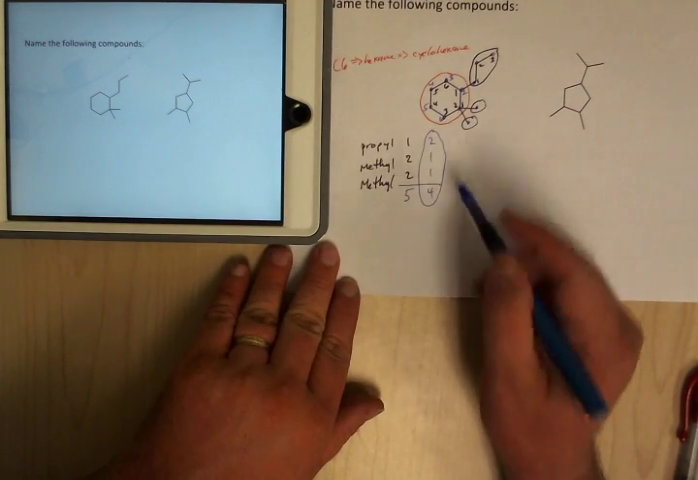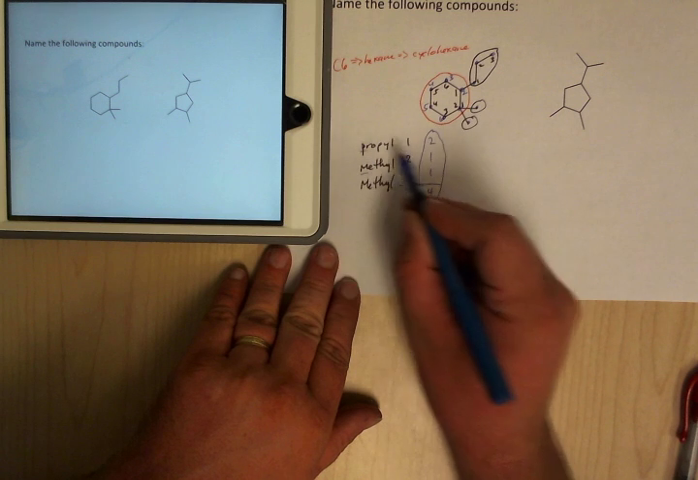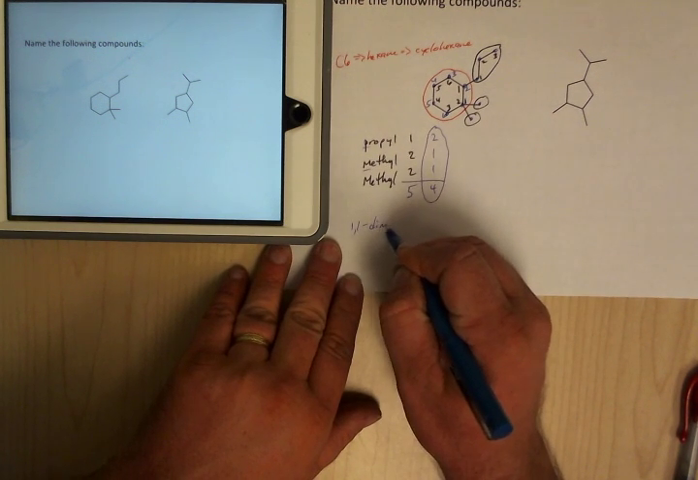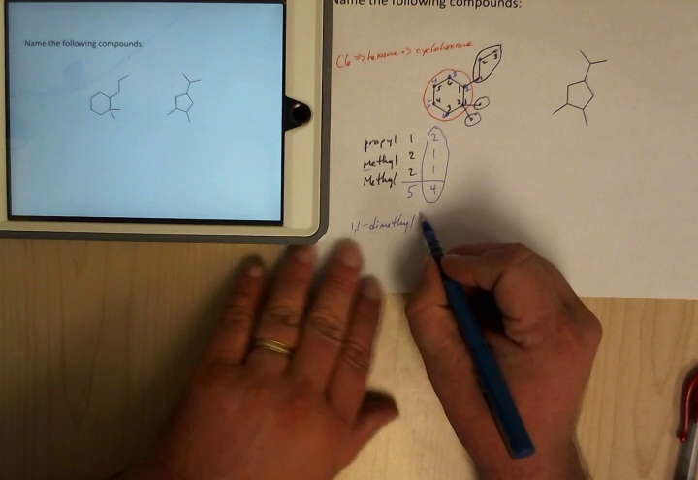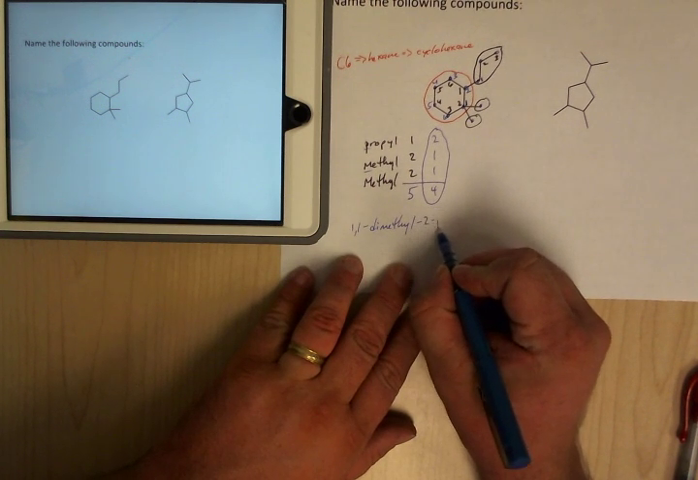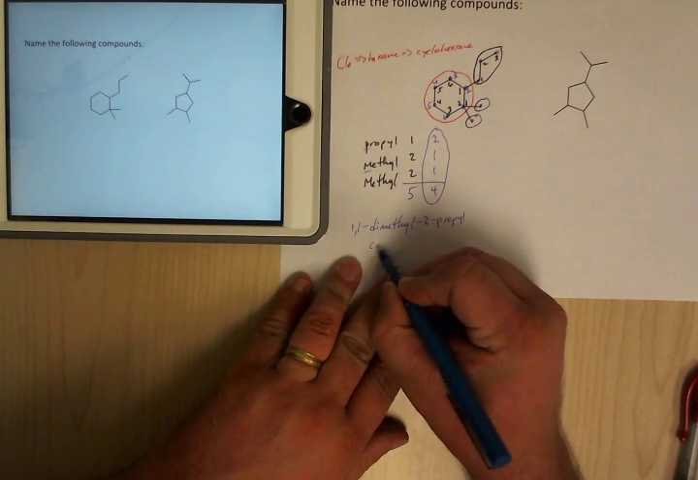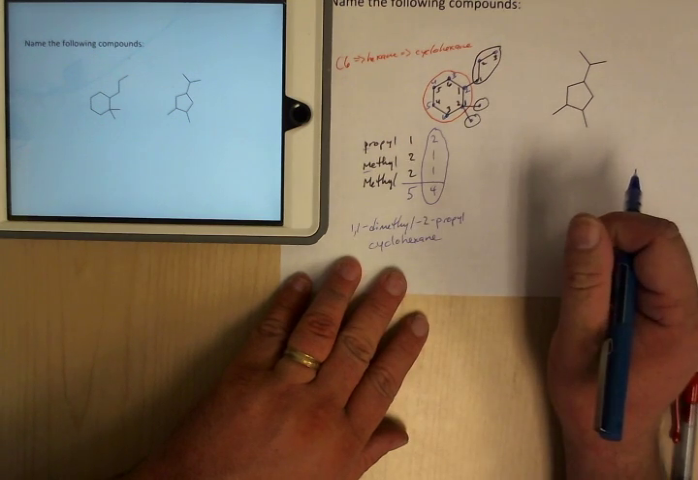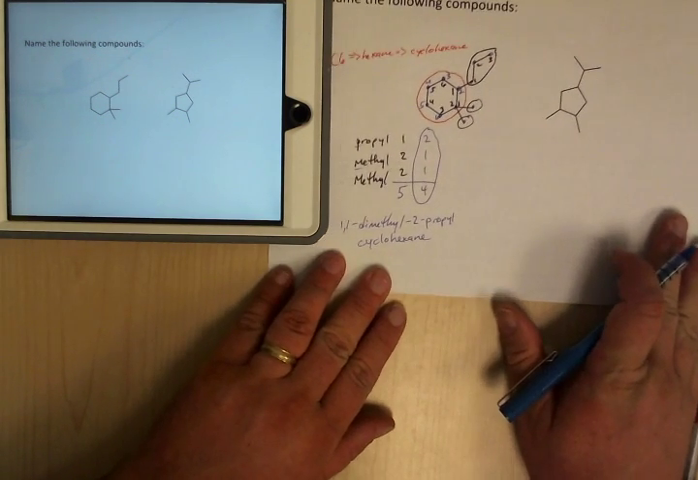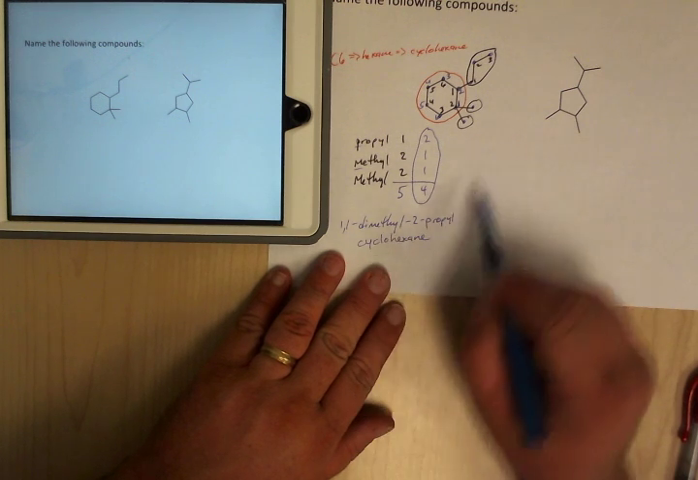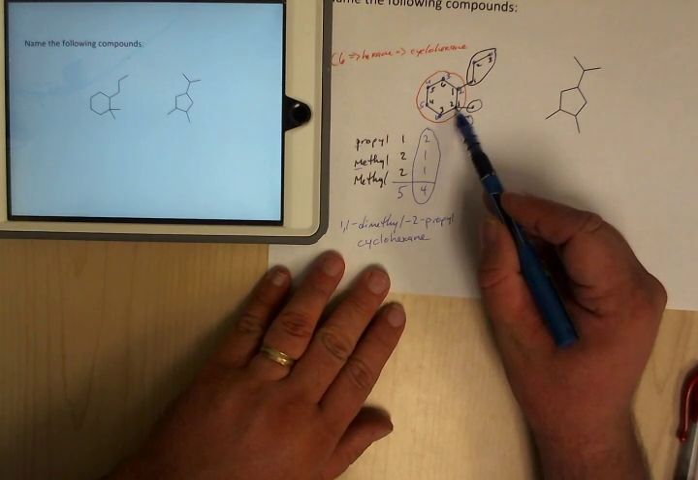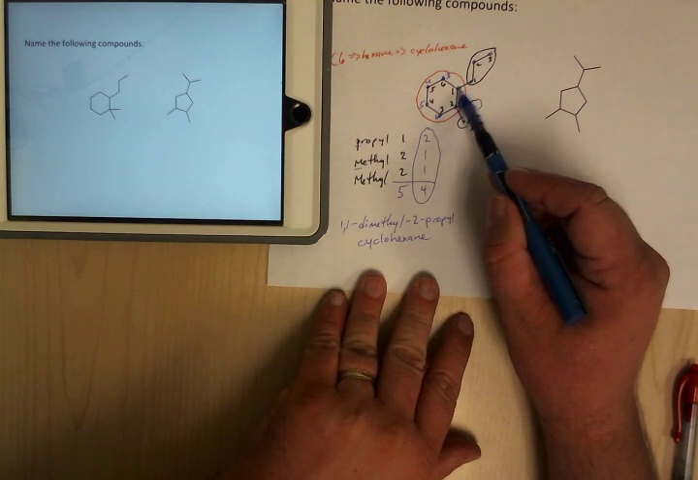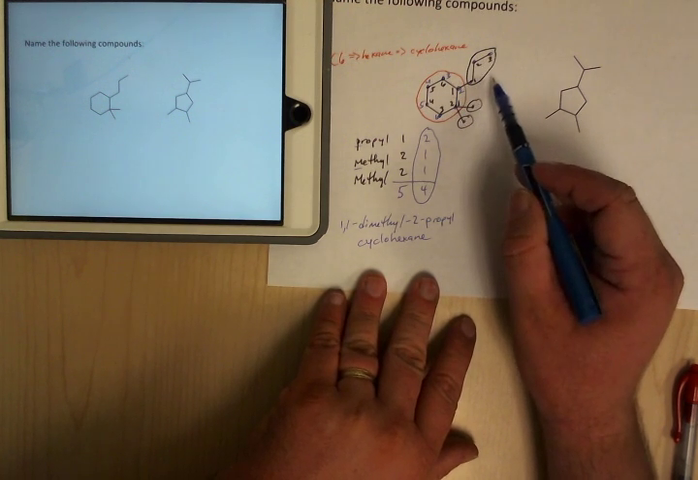So the name is going to be, which comes first, methyl or propyl? Methyl does. So it'd be 1,1-dimethyl-2-propylcyclohexane. Not too bad. We have a cyclohexane. At carbon 1, we have 2 methyl groups, and then at carbon 2, we have a propyl group hanging off. Not too bad.